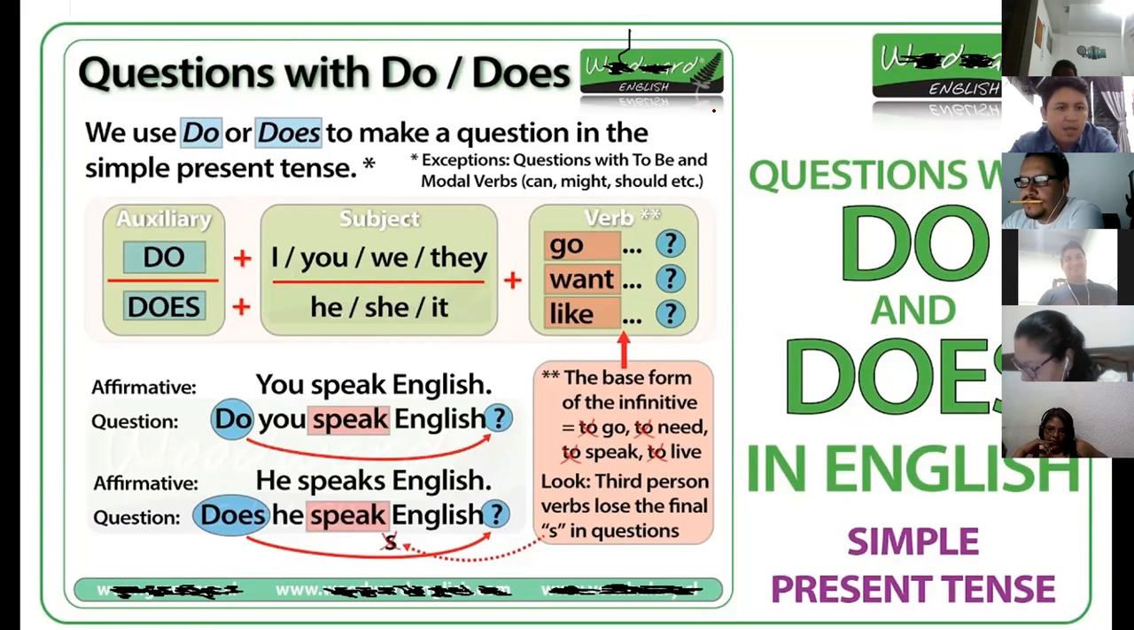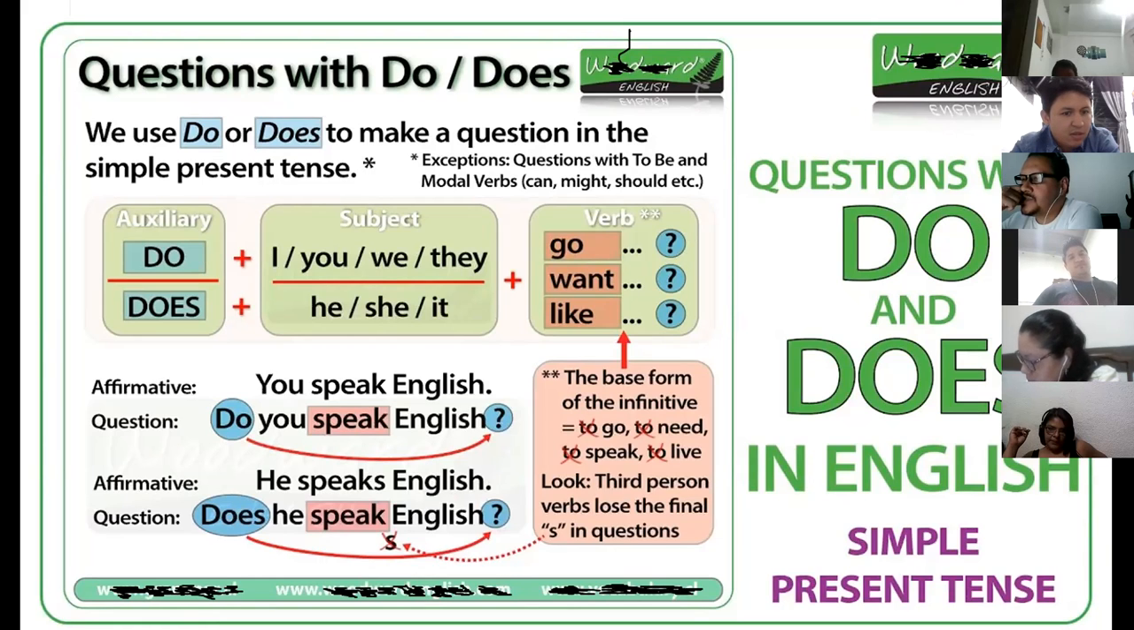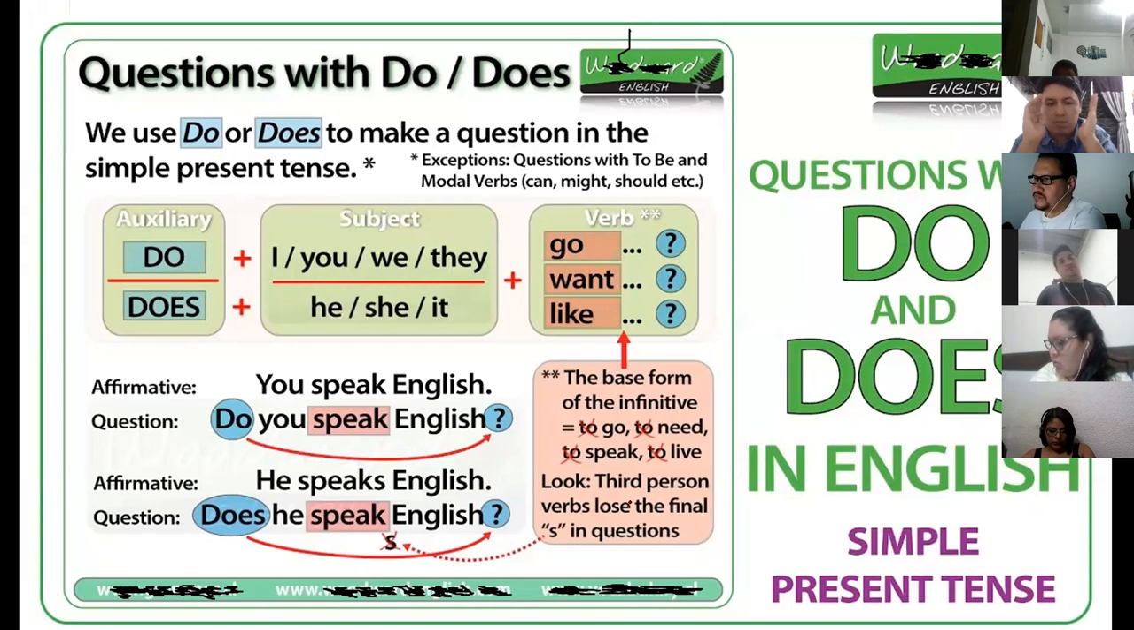Okay. And tercera persona, does he speak English? ¿O él va a la iglesia? Does he speak English? All right? Does he speak English? Recuérdense que en pregunta el verbo no cambia, nunca. Es su forma básica, ¿ok? That's why it says over here, look, third person, lose the final S in question. En tercera persona, yo le insisto, póngale la S, ¿verdad? Póngale la S. She speaks English, she watches TV, she takes the bus, etc.